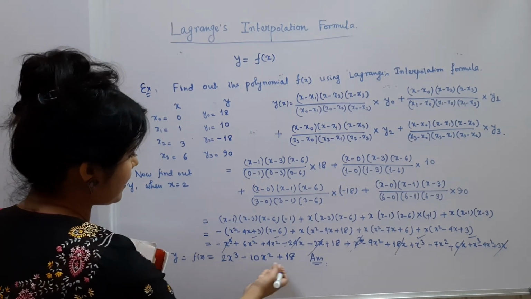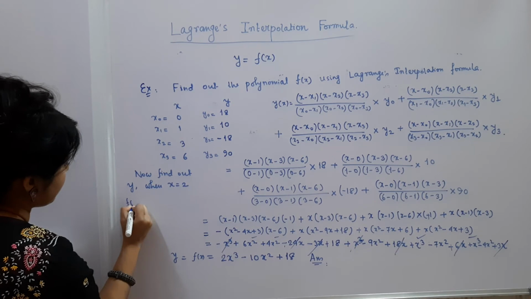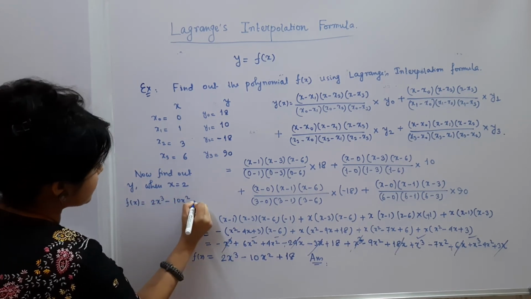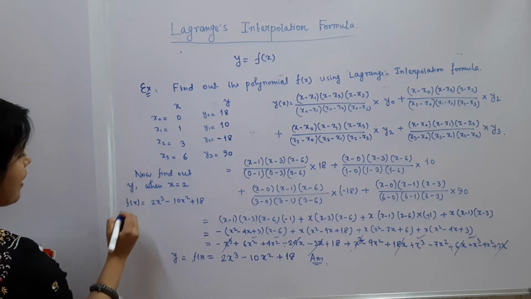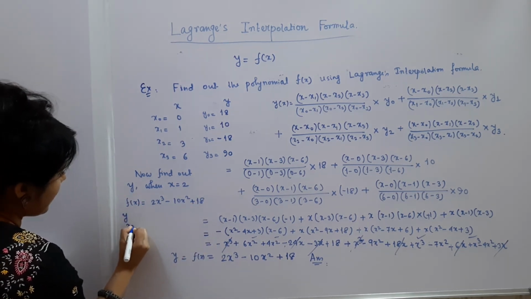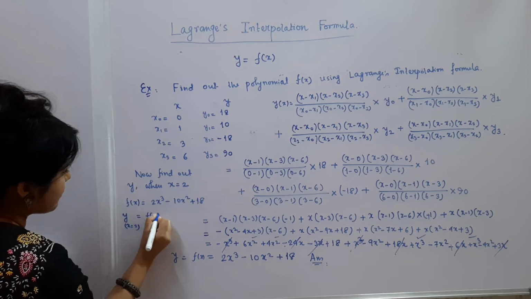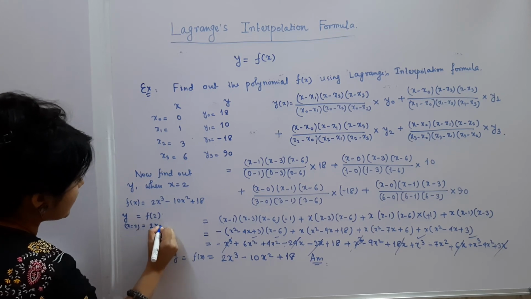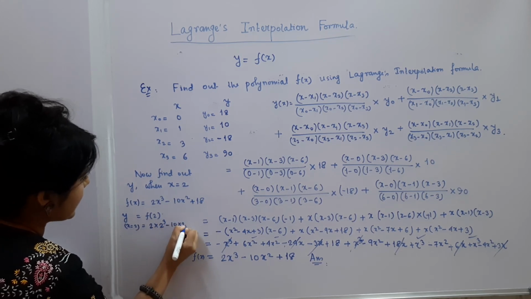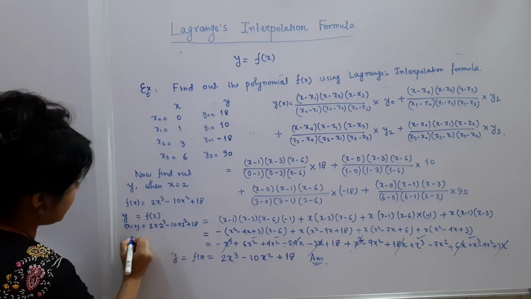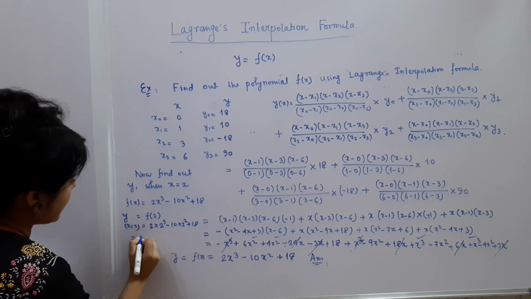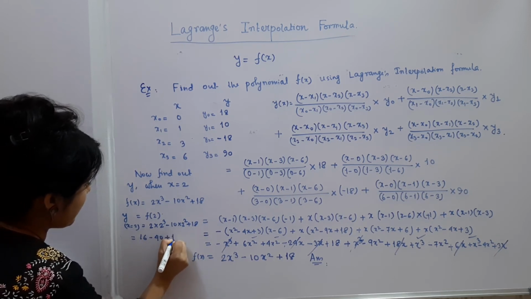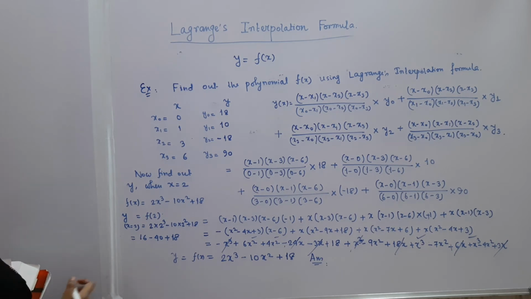Now you already know the expression for f of x. So f of x is 2x cube minus 10x square plus 18. Now you have to estimate y for x equal to 2, that is f of 2. So f of 2 will be 2 into 2 cube minus 10 into 2 square plus 18. So this is 8, 8 into 2 is 16, minus 4 into 10 is 40, plus 18.